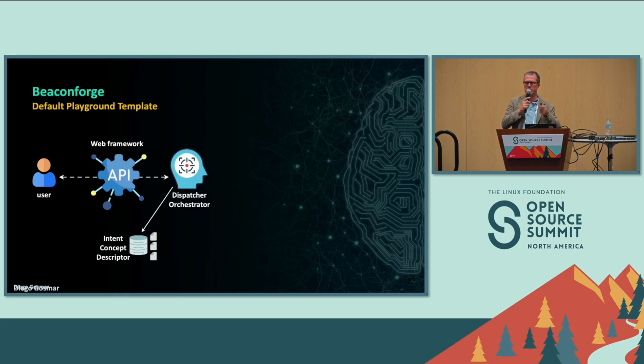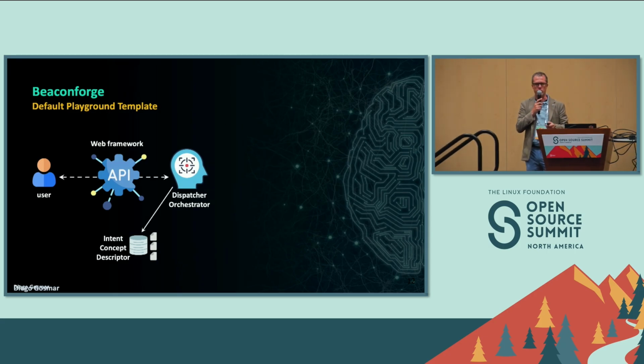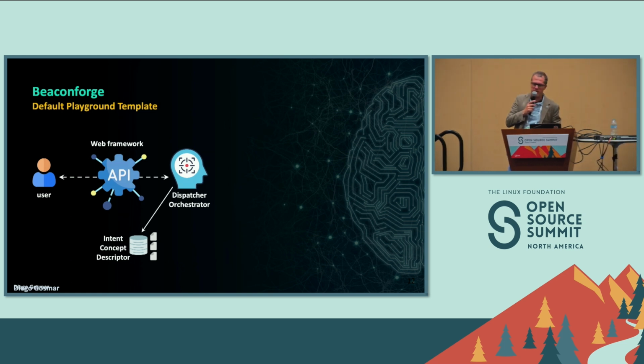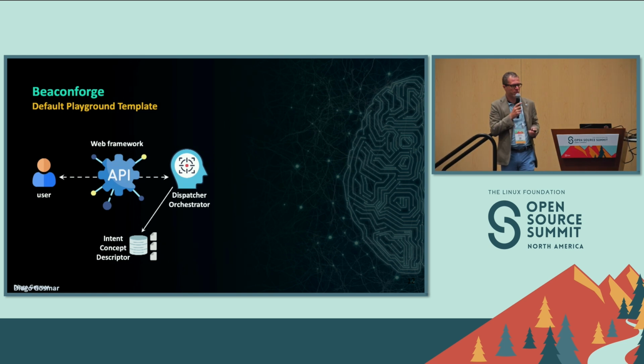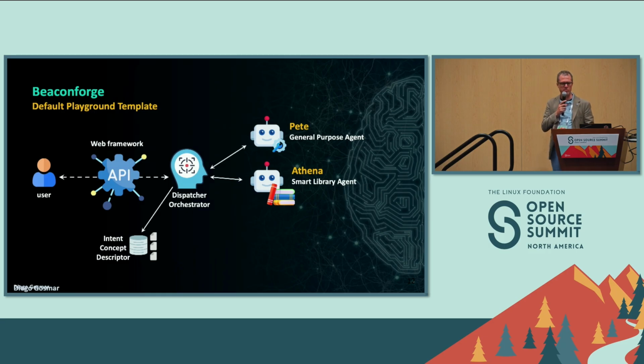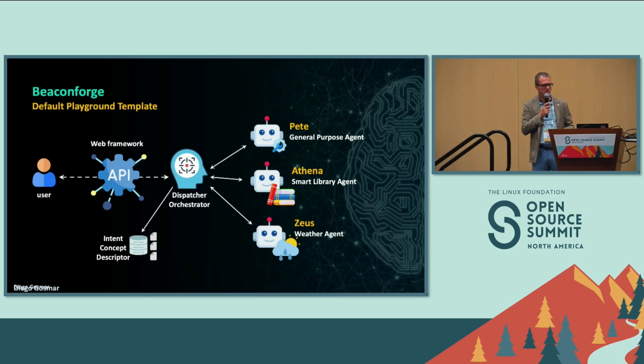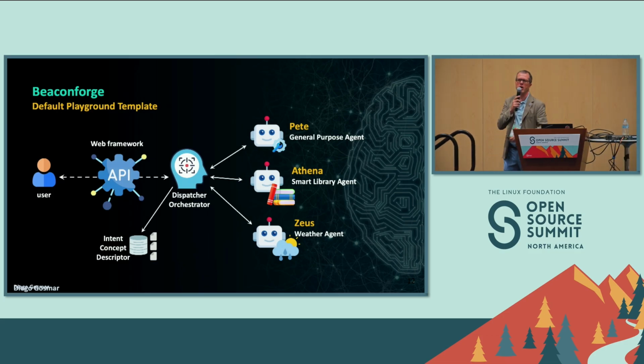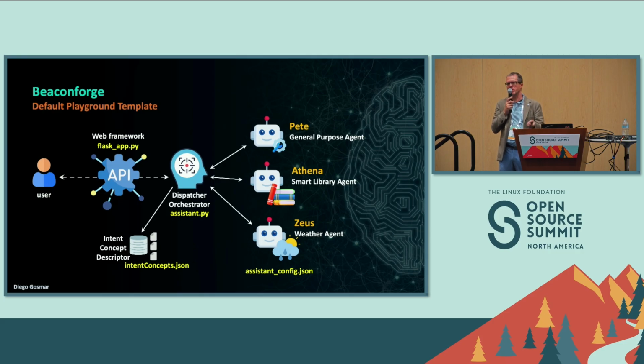You can look around. There is a dispatcher agent that is going to understand the intent and the concept of the user request, and it's going to route the messages to the proper agent. You will find three available agents: Pete, a general purpose agent. Then there is Athena, the Smart Library agent I was mentioning before. And there is Zeus, an agent that is going to call an external API, maybe also via MCP if you want, to provide you real-time weather information. So whenever you install Beacon Forge, you can play with this architecture. Of course, you are free to customize those agents. You are free to add more agents according to your needs.